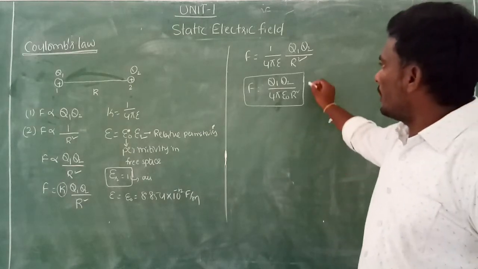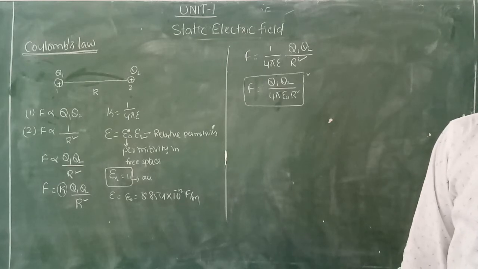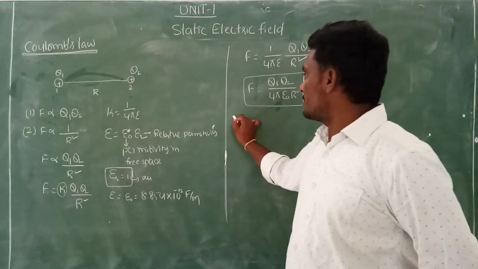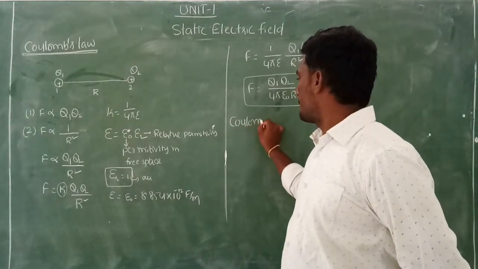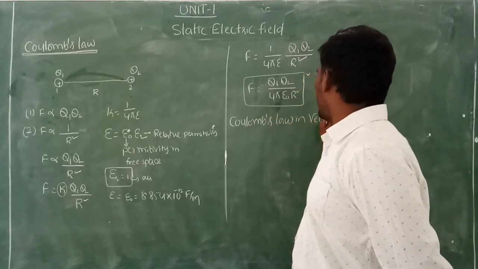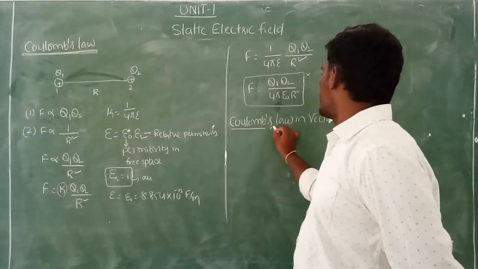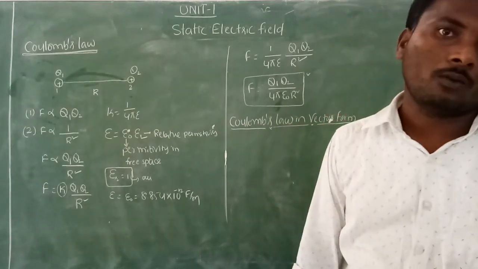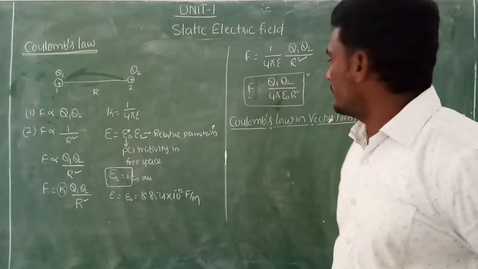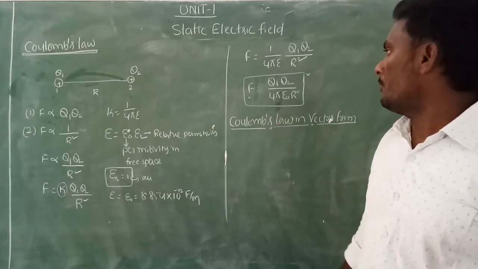Now this simple formula is not enough to calculate the force between the two point charges. So we require this force expression in vector form. That's why I will discuss Coulomb's law in vector form. Why? Because force is a vector, not a scalar, it has magnitude as well as direction. So this force expression is required to be represented in vector form. That's why I am going to explain the vector form of Coulomb's law.